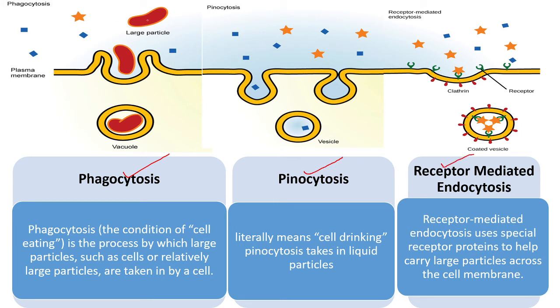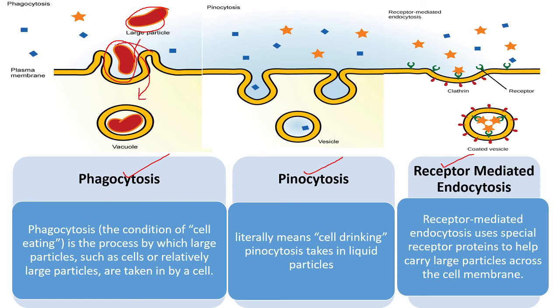What happens in endocytosis? When this large molecule has to enter into the cell, it attaches to the plasma membrane. The plasma membrane forms a vesicle around this molecule. Eventually, this phagosome gets pinched off from the membrane and moves inside the cell.